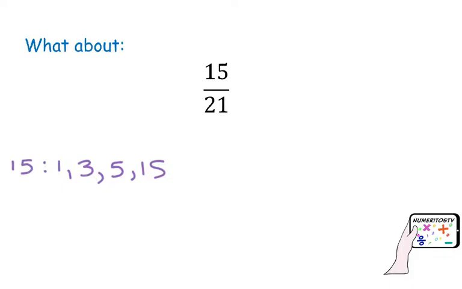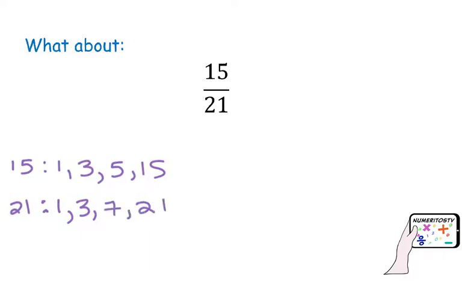Factors of 21. So 1 and 21 for sure. 21 is not even, so 2 is not a factor. 3 is a factor. 3 times 7, that will be 21. 4 is not a factor of 21. 5 is not. 6 is not either. And 7, we already have 7 here, so we're done with our list. So 1, 3, 7, and 21.